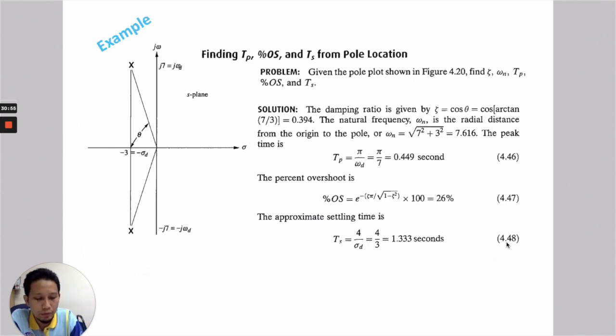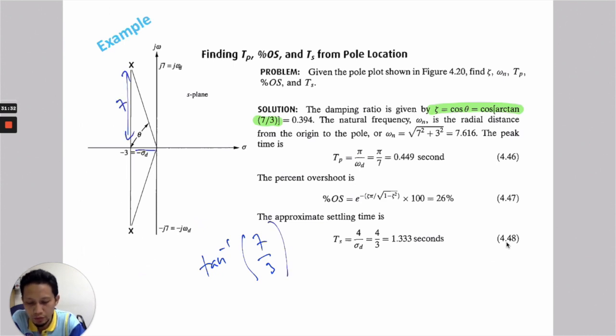We can find theta from this formula: cos theta equals cos of arctan 7 over 3. Arctan 7 over 3. Tan is 7, and the distance is 3. So we can find the arctan, and we can find this value of zeta, which in this case is 0.394.